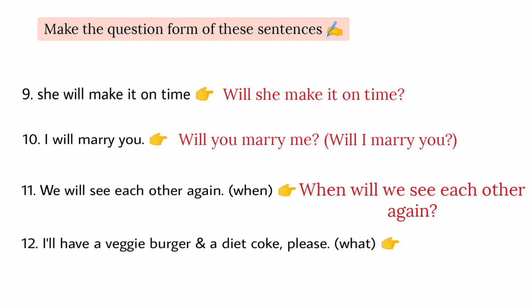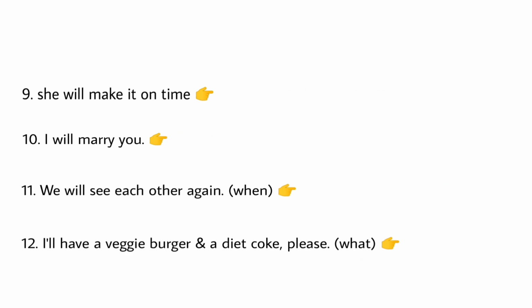And for the last one, again, it's another WH question. So the answer is, I'll have a veggie burger and a Diet Coke, please. If I want to make it a question, it will be, what will you have? I remove the veggie burger and a Diet Coke because I am replacing these words with what. What will you have? Well done. Okay, that was it.